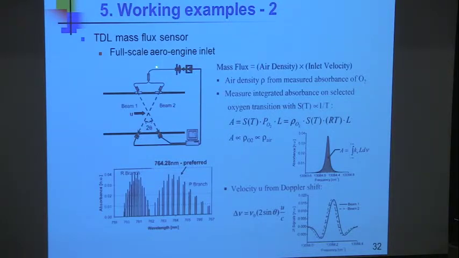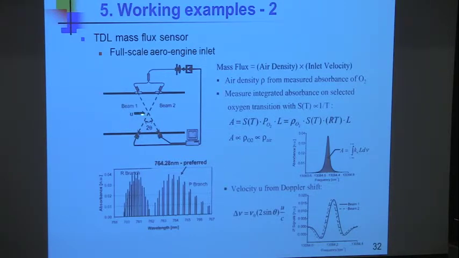We take this laser light and pass it through the flow at two different angles with an included angle of 2 theta. We'd like to measure the flux of air, so we want to know the product of the air density and the velocity. The air density, we're going to get from the measured absorbance of oxygen and an assumption of what the mole fraction of oxygen is. So when we measure the absorbance, we'll see something like this. Then we look for the shift, and the shift is kind of small. There'll be a shift between these two signals.